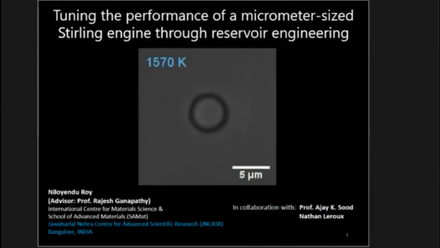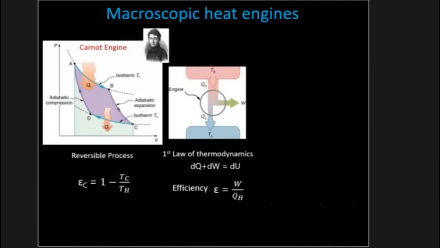Yeah. So what I'm going to talk about is how, by tuning the nature of noise statistics across heat baths, we were able to tune the performance of a micro heat engine that we made with this single colloid. Now, before I go to micro heat engines, let's quickly recall what macroscopic heat engines are.